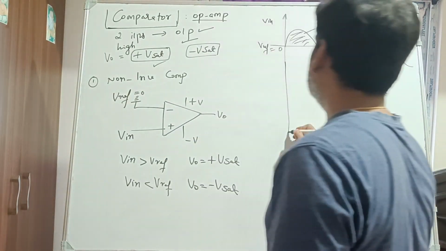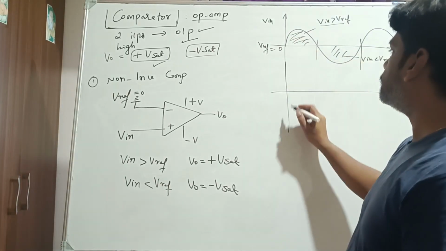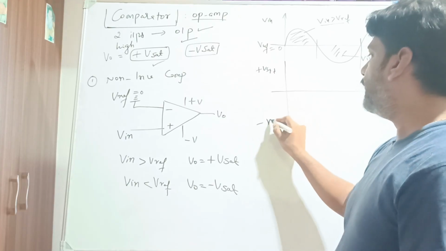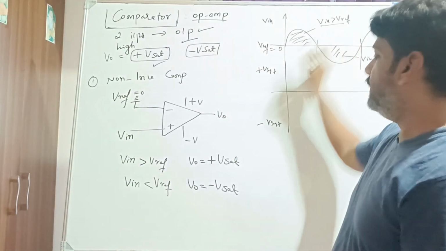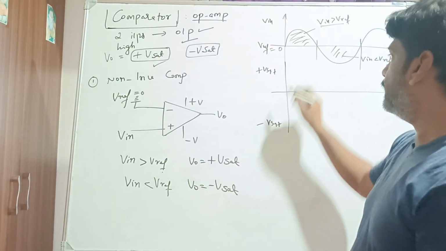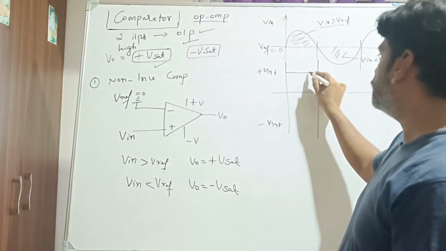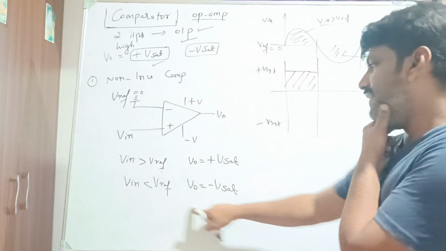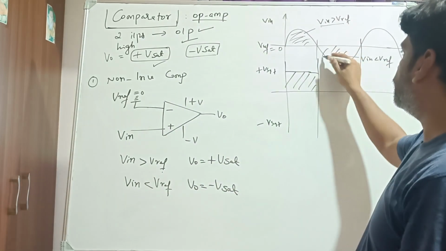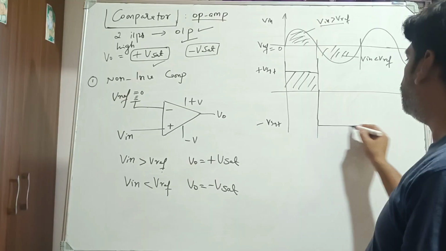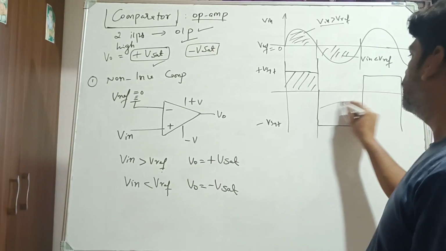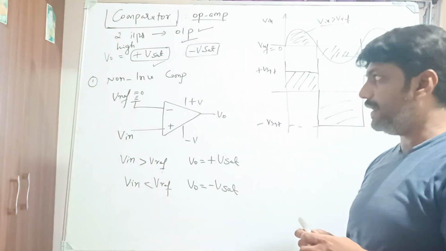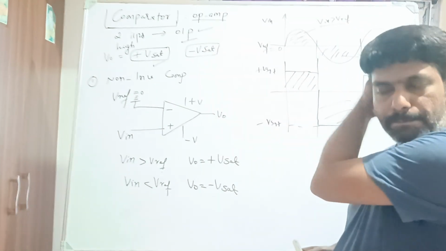So to draw the output waveforms, input is like this. Output we are going to write in terms of plus Vsat, minus Vsat, right? When Vin is greater than Vreference, what is the output you are going to get? You are going to get the output which is plus Vsat like this. When Vin is less than Vreference, that is this portion, at that time you are going to get a negative Vsat. Then continue, so it is negative Vsat.